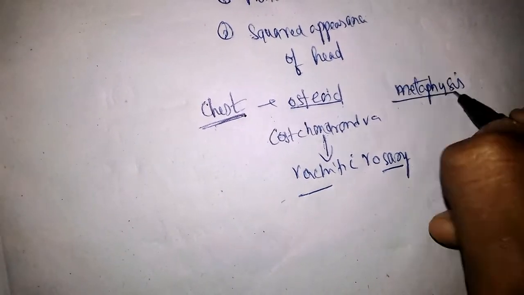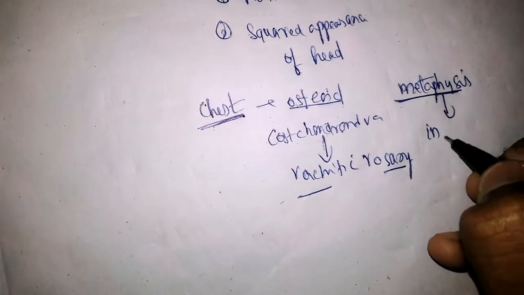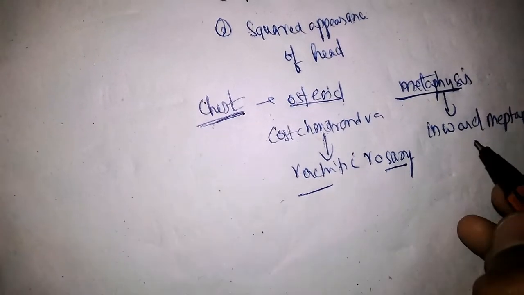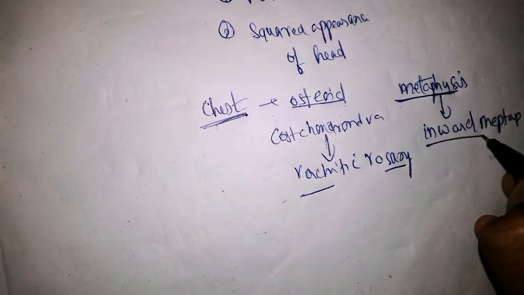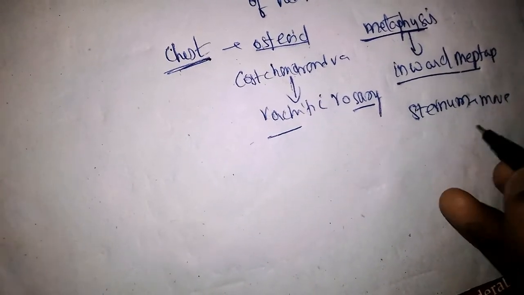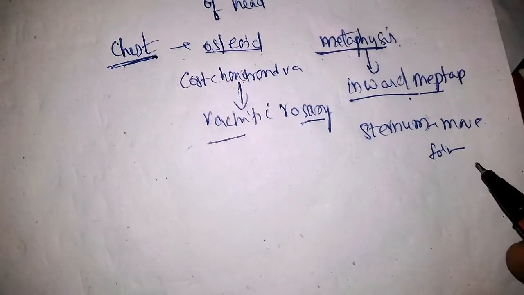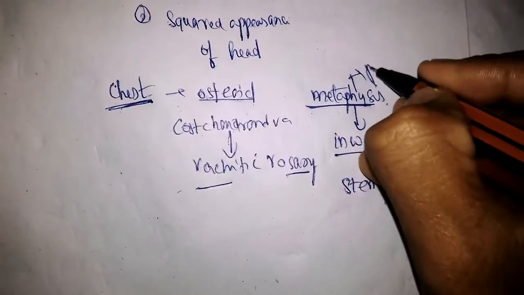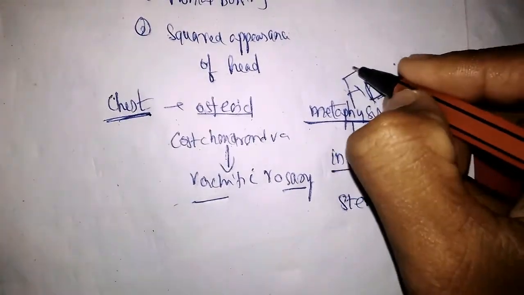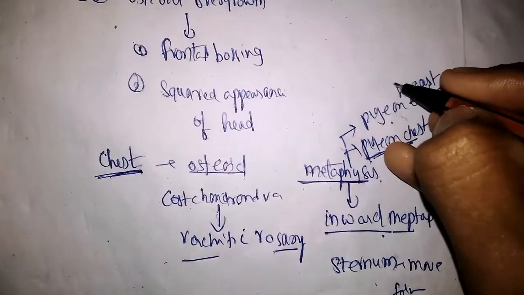Metaphyses are very weak here. Due to this weakening of metaphyses, when there is respiratory movement, there is inward movement of metaphyses, and the sternum will move forward. This inward movement of metaphyses and forward appearance of the sternum gives the appearance of pigeon chest. This is called pigeon chest deformity, or pigeon breast deformity.